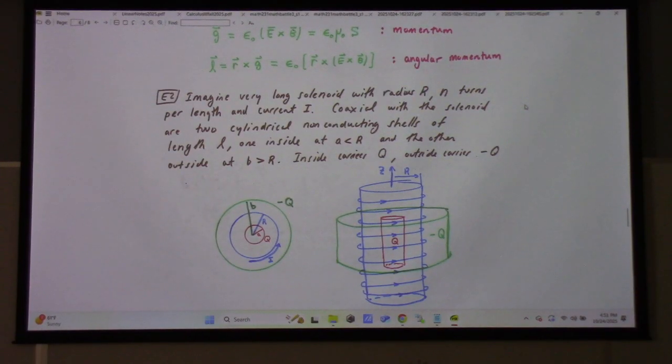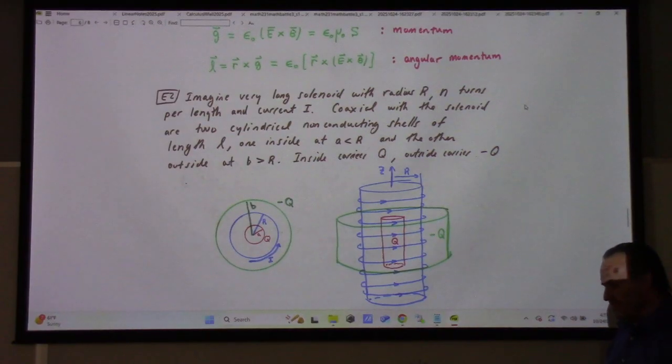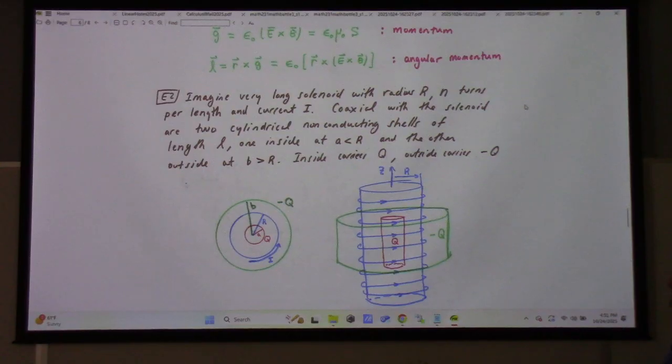Because as we go on and study Griffiths' example here, he more or less is putting r equal to s hat, which is to presume that the origin lies somewhere on the axis, the z-axis. So here's the next example. You imagine a very long solenoid with radius R, n turns per unit length and current I. Coaxial with the solenoid there are two cylindrical non-conducting shells of length L, inside at A, which I've made red, and outside at B, which I've made green. So these are inside and outside of the solenoid.